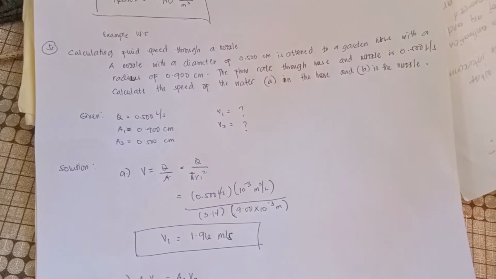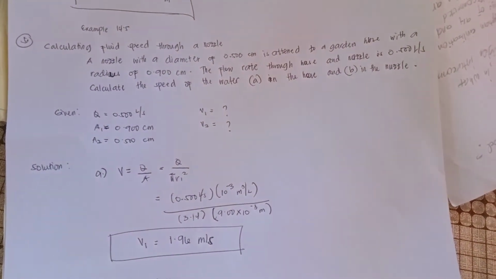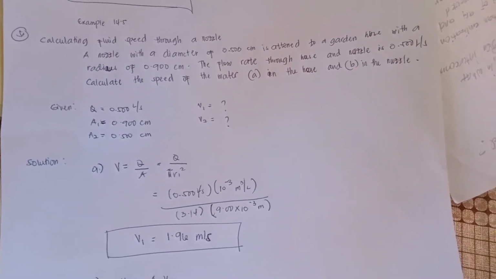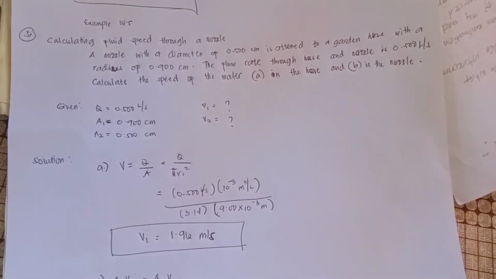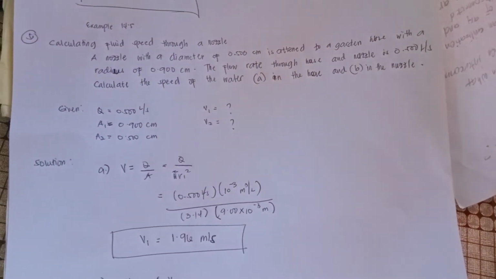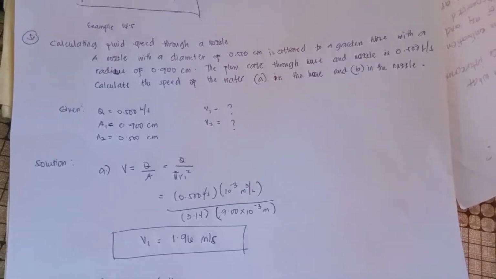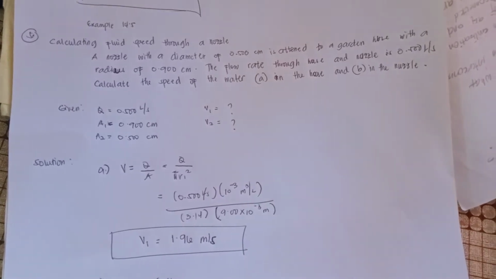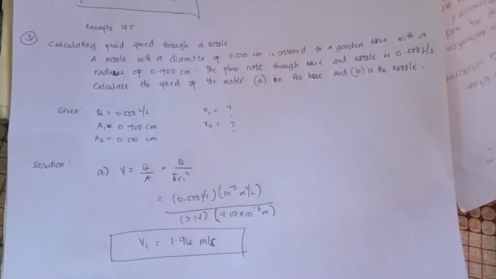For problem set number 5, example 14.5, calculating the fluid speed through a nozzle. A nozzle with a diameter of 0.500 centimeter is attached to a garden hose with a radius of 0.900 centimeter. The flow rate through the hose and nozzle is 0.500 L over S. Calculate the speed of the water in A, the hose, and in B, the nozzle.